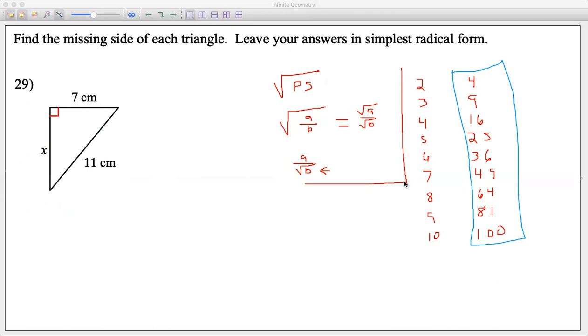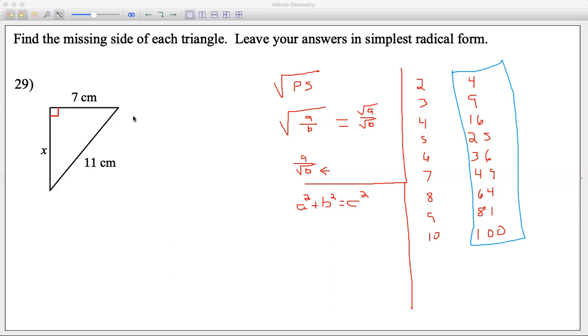The last part would be Pythagorean theorem. And remember, the Pythagorean theorem is a squared plus b squared, where a and b are the legs of the right triangle, is equal to c squared. Once again, no calculators. You're doing all of this by hand. If you put an answer with a calculator, I'm marking it wrong, right? You need to be able to do this whole thing by hand. All right, let's see how that works.